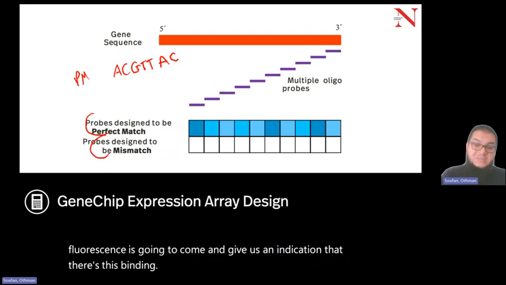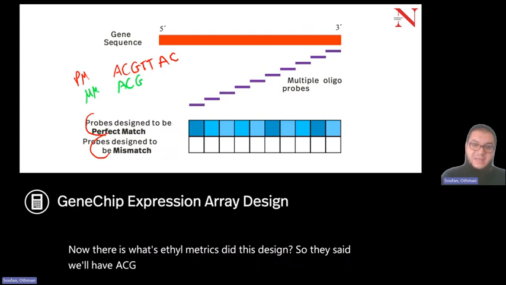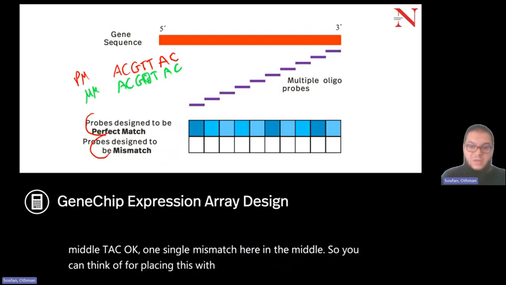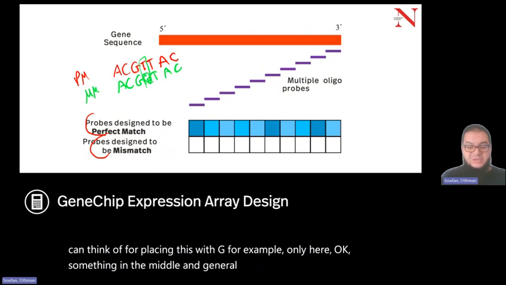Now, this is what Affymetrix did in this design. They said we'll have ACG, and here we're going to make a change in the middle, TAC, one single mismatch here in the middle. So you can think of replacing this with G, for example, only here, something in the middle in general. That is what a mismatch is.